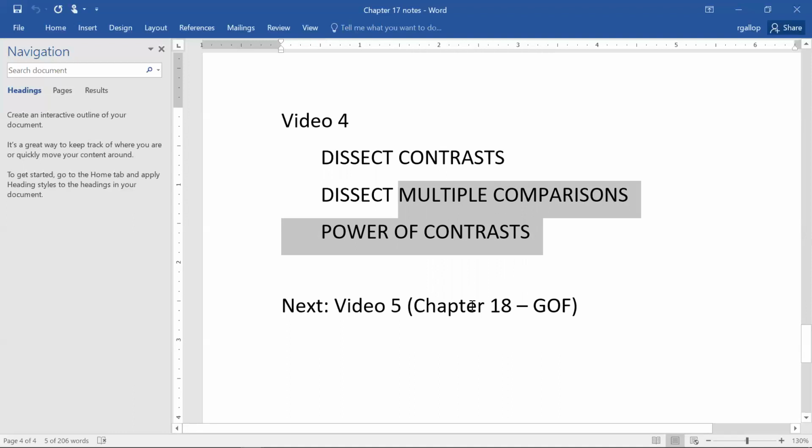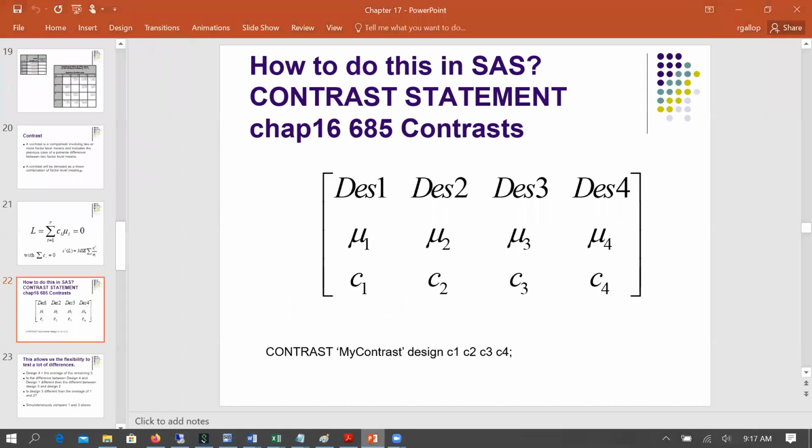Now, in video 5, the next video, we'll jump to chapter 18. That should be a 1-chapter video where we focus on goodness of fit, which is going to run pretty parallel for the most part to what you guys did in 512, just in the ANOVA setting rather than the regression model setting. But let's go ahead and get to dissecting the contrast, topic 1 of video 4.